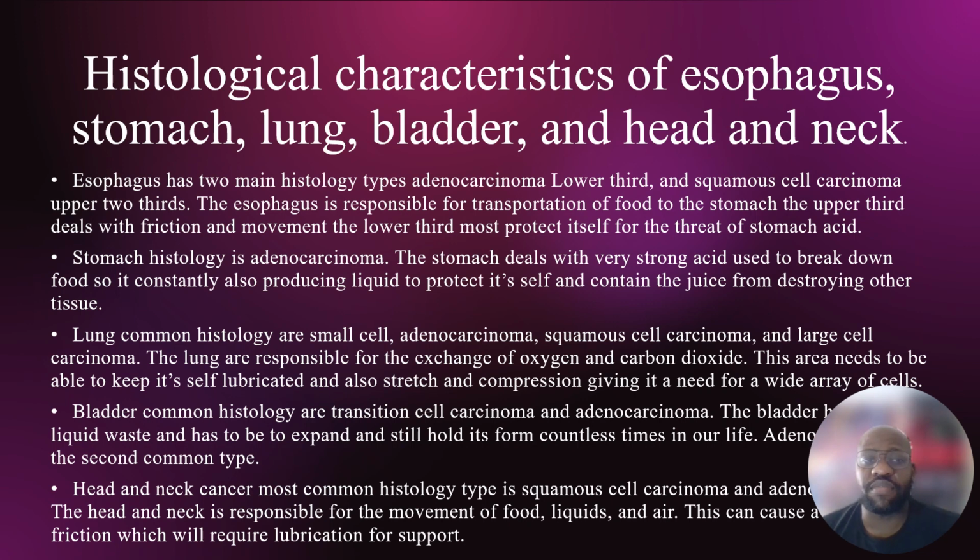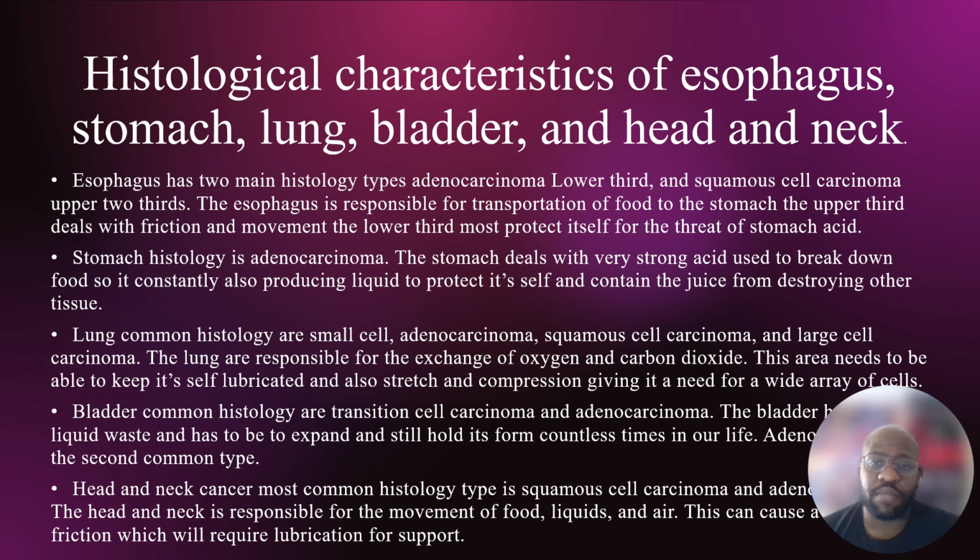Histological characteristics of the esophagus, stomach, lung, bladder, and head and neck. For example, the esophagus starts at the back of the mouth and extends down all the way through the thorax into the stomach. The first two-thirds of it is squamous cell, and that's mainly because it is transporting food and deals with a lot of friction, so it needs the type of tissues that can slough off. Towards the stomach, protection from gastric juices is more important, so we mainly see adenocarcinomas in this area.